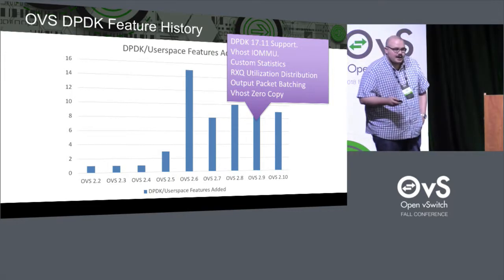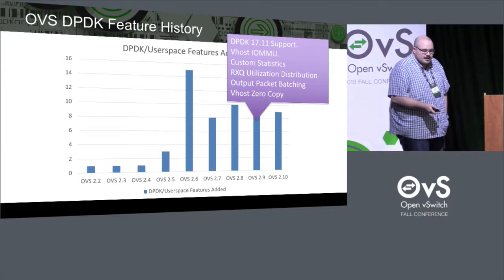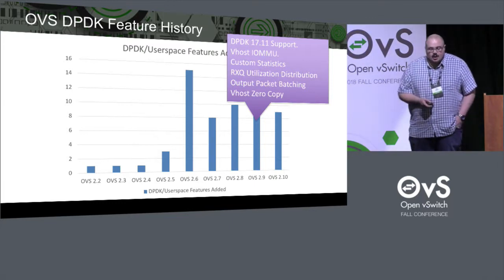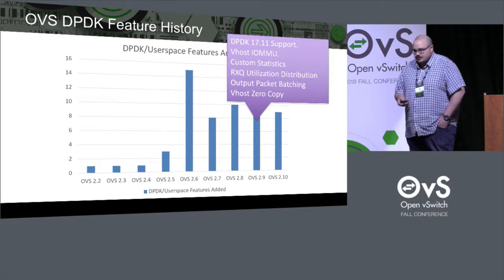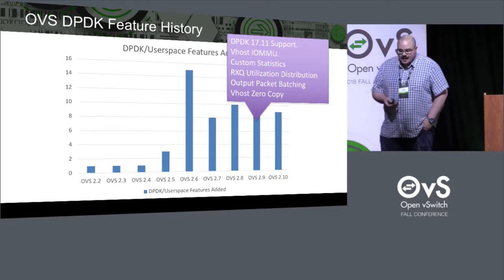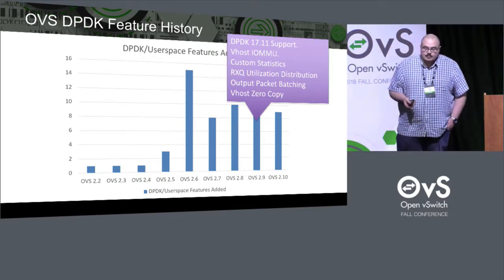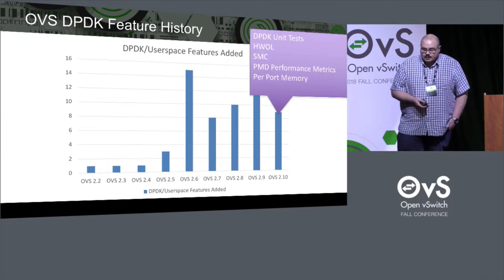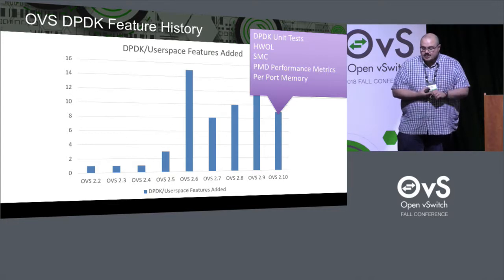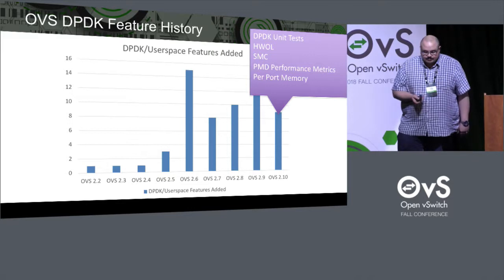But we also see the work again breaking out to outside of the netdev-dpdk level: things like custom statistics, rx queue utilization distribution, and output packet batching. All of that is done at a higher level than netdev, again with a view to improving things. It came from people who were contributing to the OVS DPDK aspect, but there was only so much we could do at the netdev level. And finally, moving up to our OVS 2.10 release, again, unit tests, hardware offload, SMC, an alternative to our dpcls and EMC, and performance metrics.